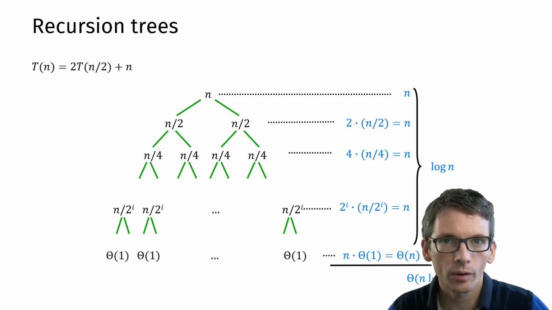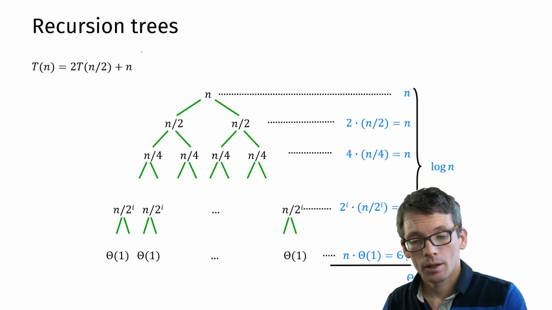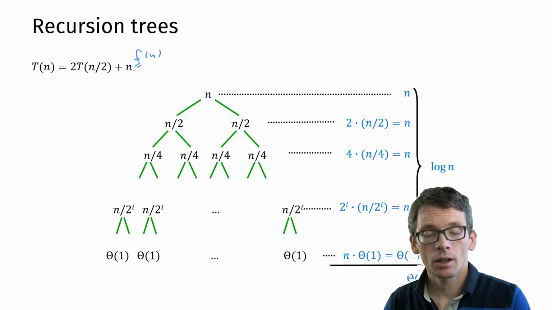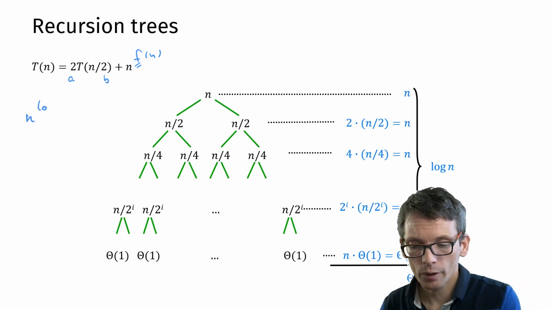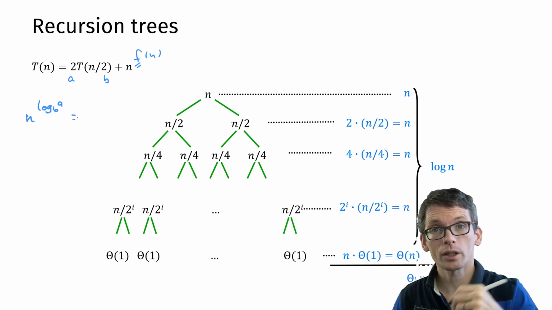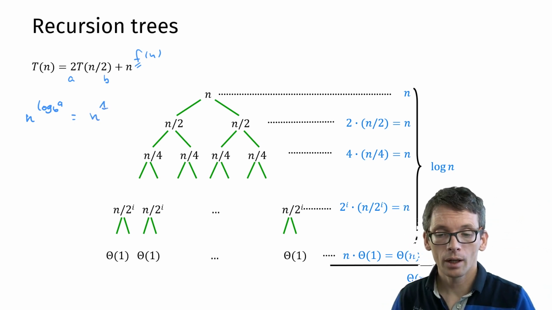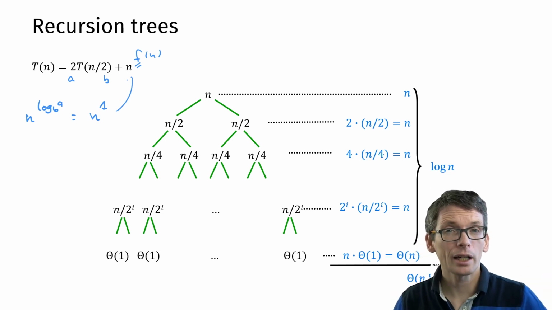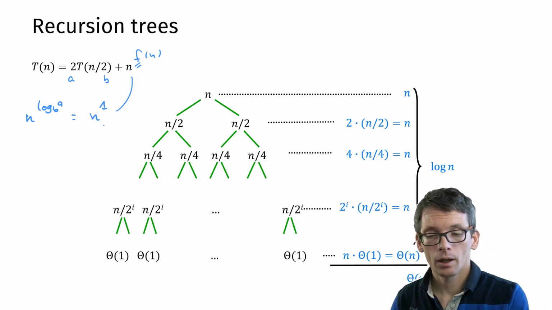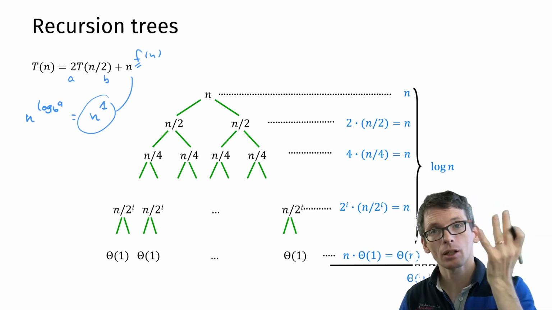Let's relate this to the master theorem. This is a recurrence that could also be handled by the master theorem. The n here, that's our f of n. We have a is 2, b is 2. So in the master theorem, n to the log a base b, that is n to the log 2 base 2, which is n to the 1, which has the same growth rate as n. It's the same. So we are in case 2, and in case 2 we get theta of n times log n, which is exactly what we have here.